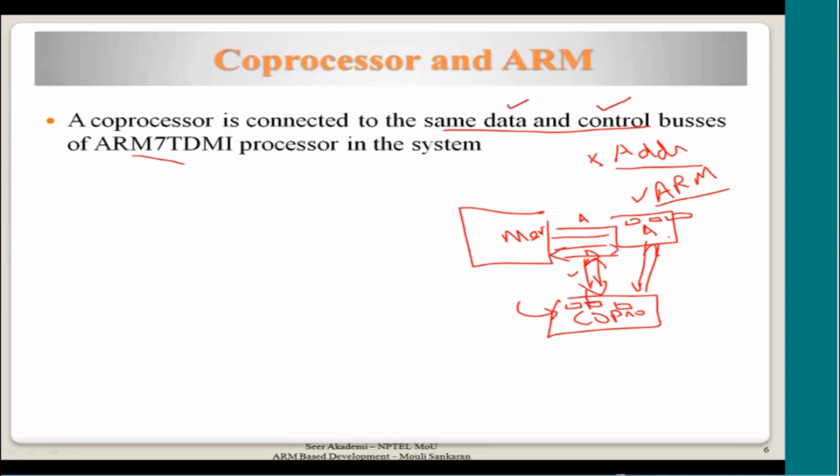Okay. Now at a particular point, that is the decode stage, both the ARM as well as the coprocessor realize that a particular instruction has come which is meant for the coprocessor and not for ARM. Then when that instruction reaches the execute stage, the coprocessor takes control of executing that instruction and ARM ignores it. As soon as it knows that, the coprocessor informs that I am going to take this instruction, you don't worry about it. Then the coprocessor executes it and ARM ignores that.